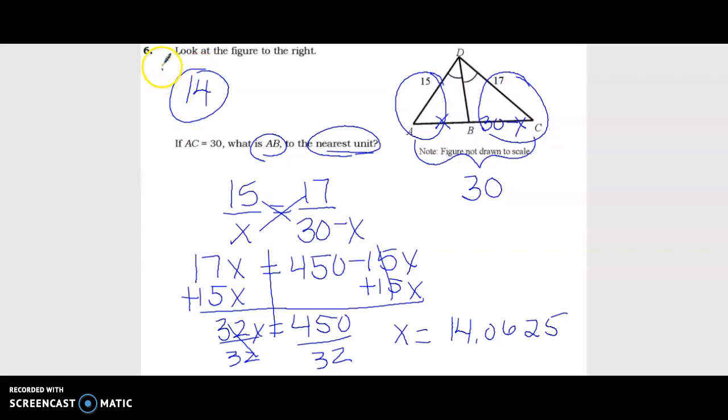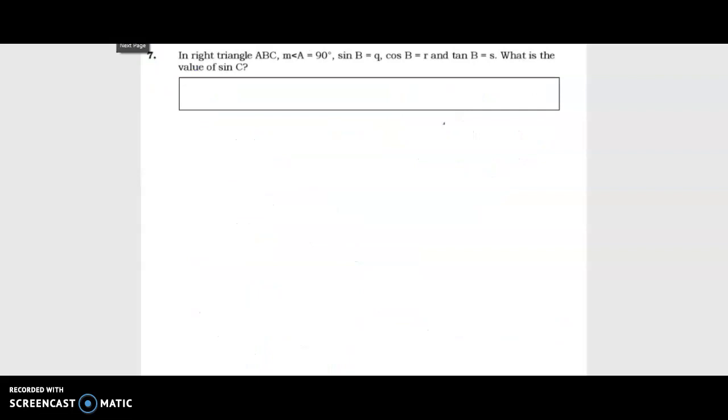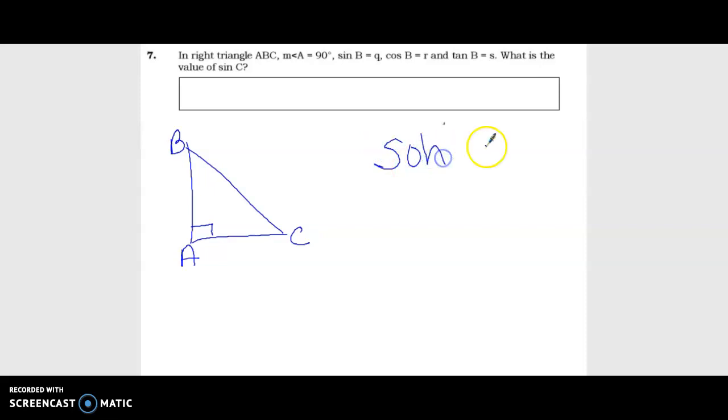Let's go ahead and move on to question number 7. In a right triangle, we're at ABC, so let's go ahead and draw our triangle. So A is 90, that's B and C. Just talking about SOHCAHTOA. This is the sine of B, so looking at B, that would be your opposite and your hypotenuse has a value of Q. The cosine of B would be your adjacent, and your hypotenuse has a value of R. And the tangent of B is S.